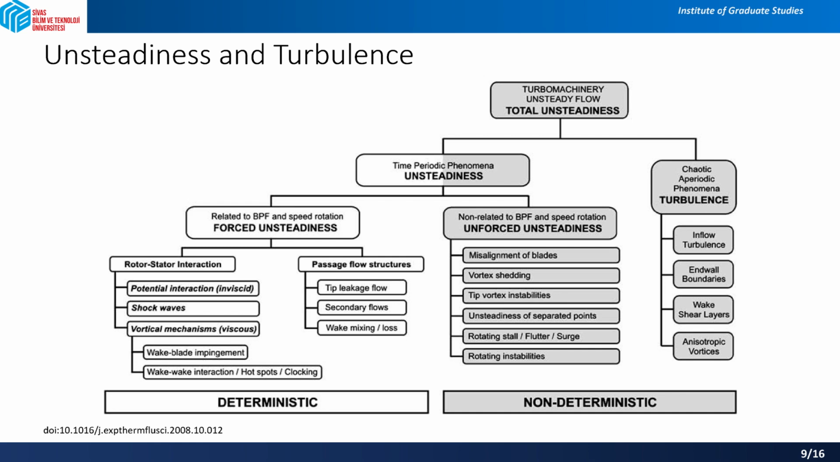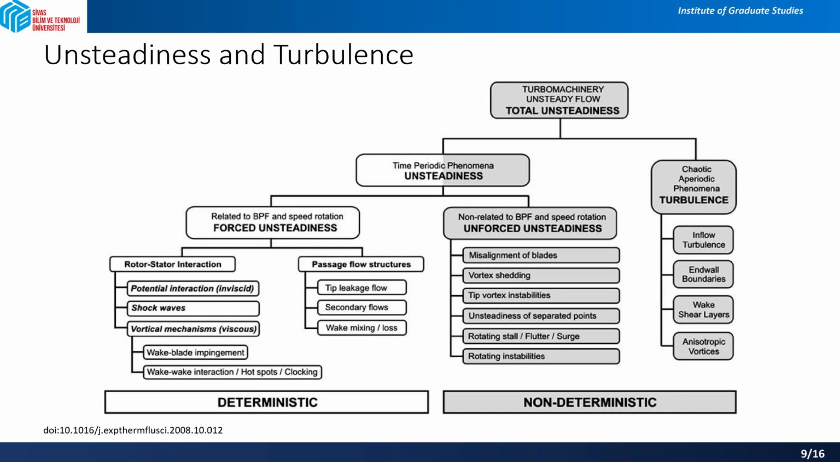So far we understood that turbulent flow in turbomachinery is one level ahead of regular turbulent flow. In this figure, you are seeing most of the unsteady and turbulent phenomena in axial turbomachinery, according to whether they are periodic or aperiodic.